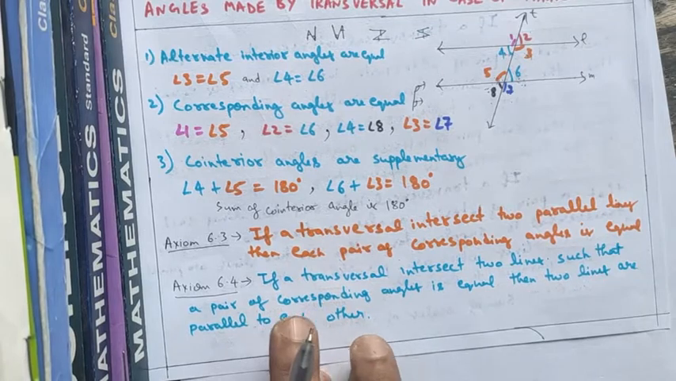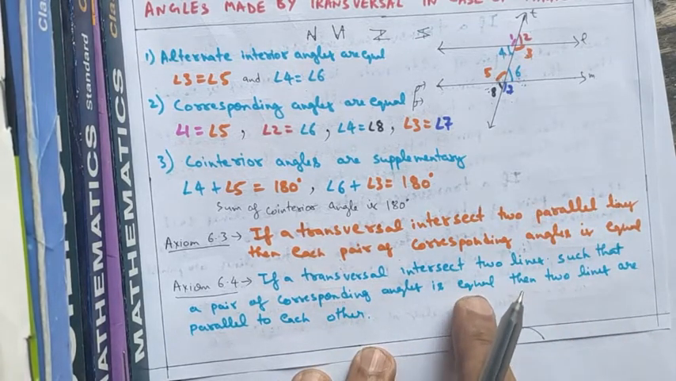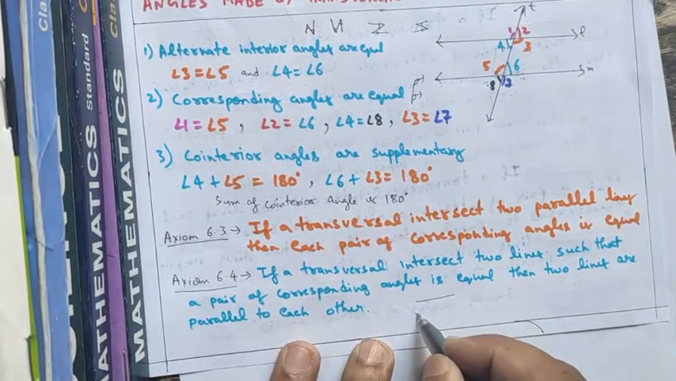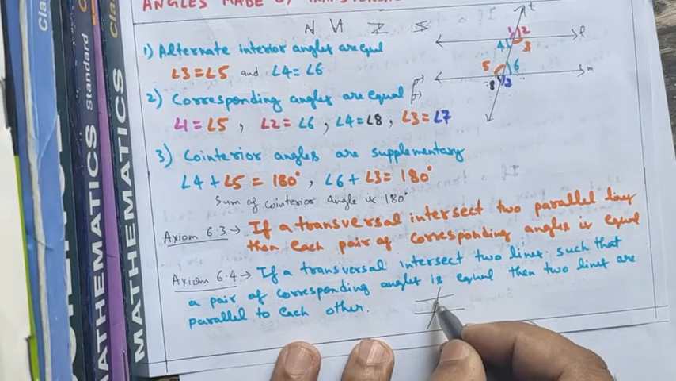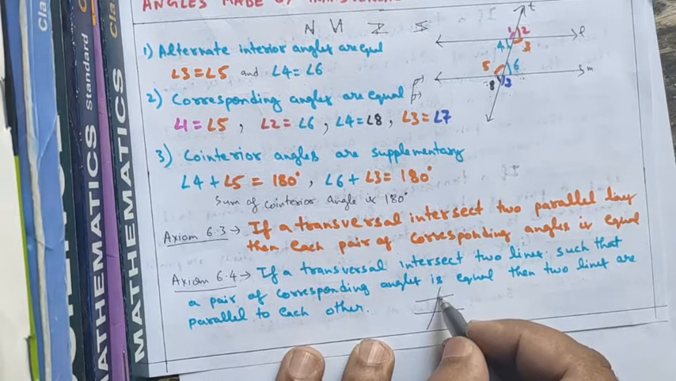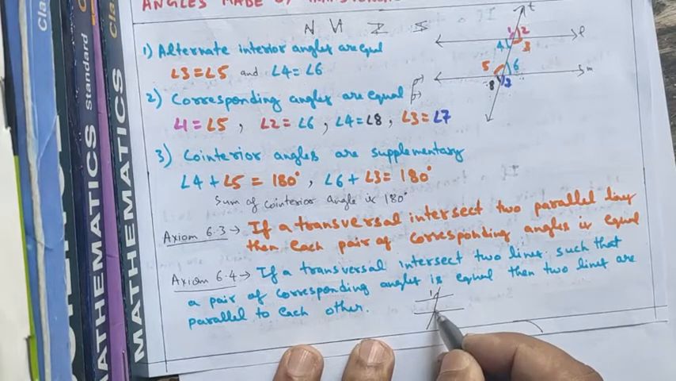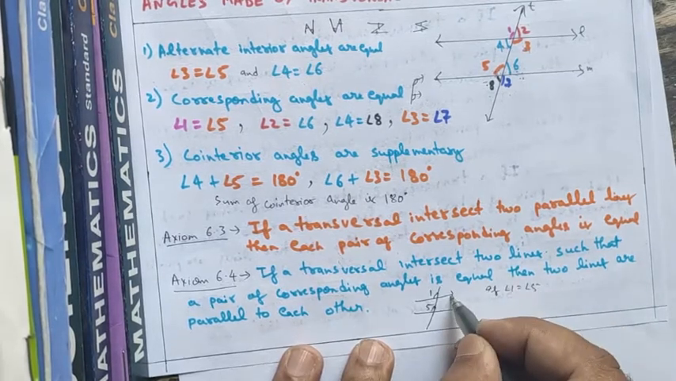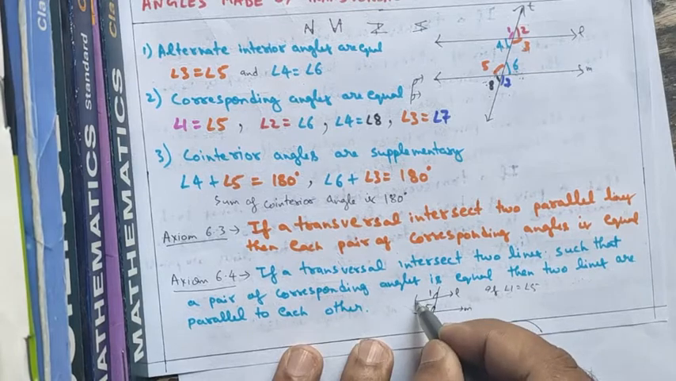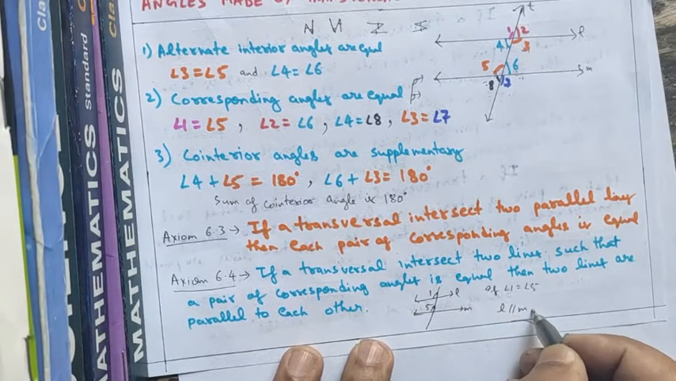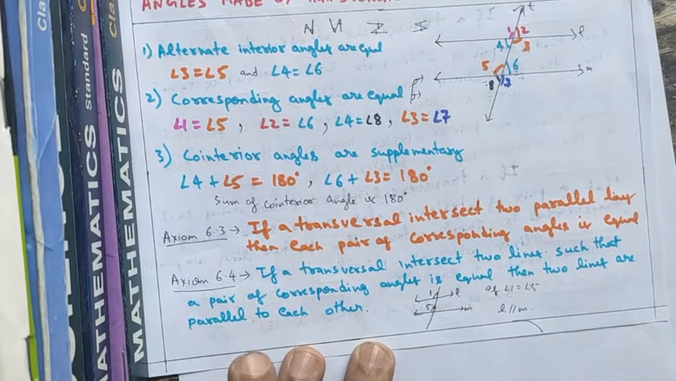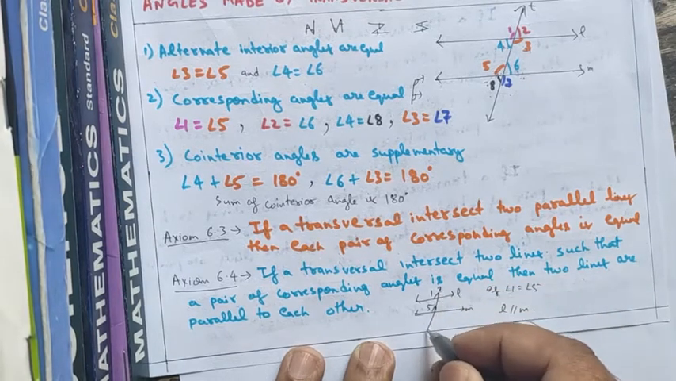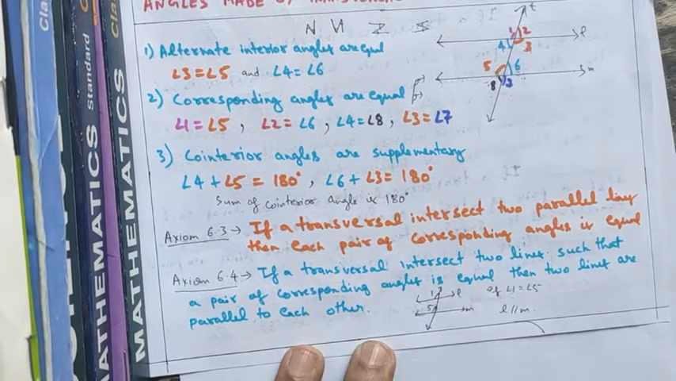Axiom 6.4 is just the converse of 6.3, that is, if a transversal intersects two lines such that a pair of corresponding angles is equal. For example, these are two lines and a pair of corresponding angles are equal. Suppose angle 1 and angle 5 are equal, okay, then we can say that this line L and this line M will be parallel. If a transversal intersects two lines such that a pair of corresponding angles is equal, then the two lines are parallel. Got it? Just the opposite of axiom 6.3.